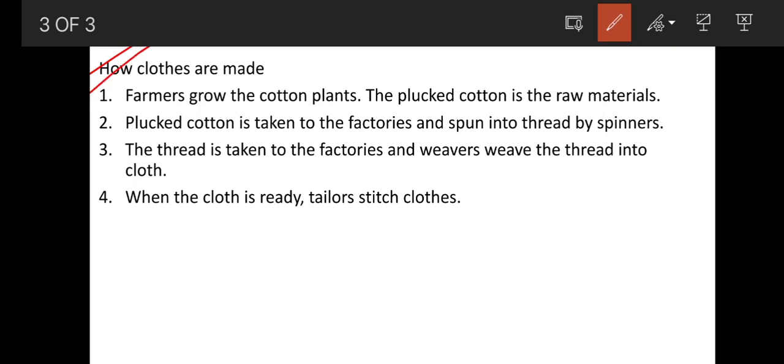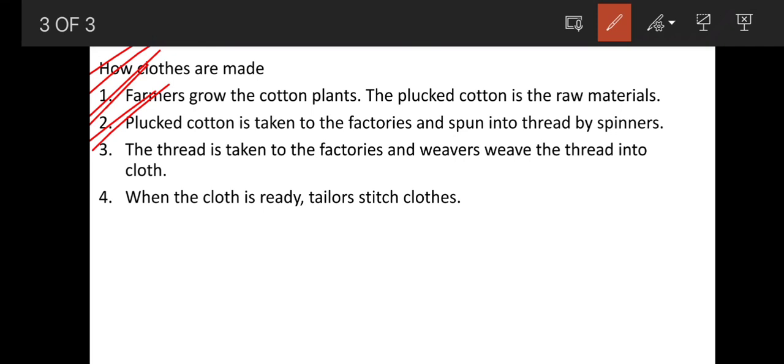The process is the same. How are cotton clothes made? The first step is farmers grow the cotton plants. When the cotton is ready to pluck, the plucked cotton is the raw material. Clear? And two, the plucked cotton is taken to the factories and spun into thread by spinners.